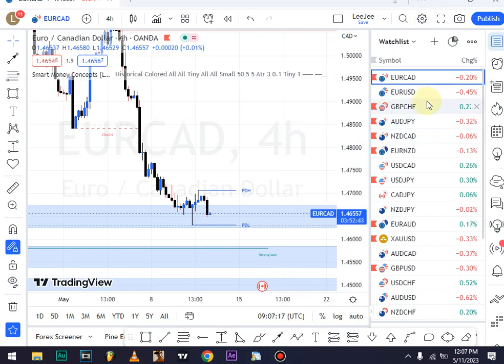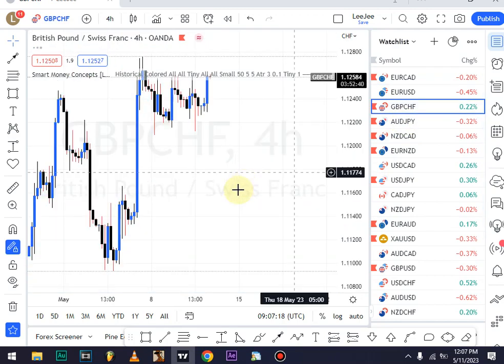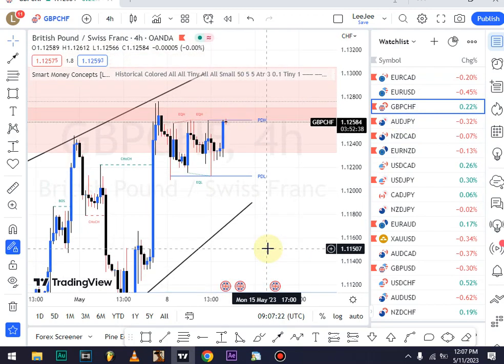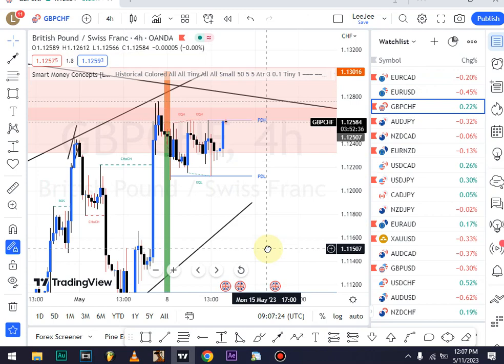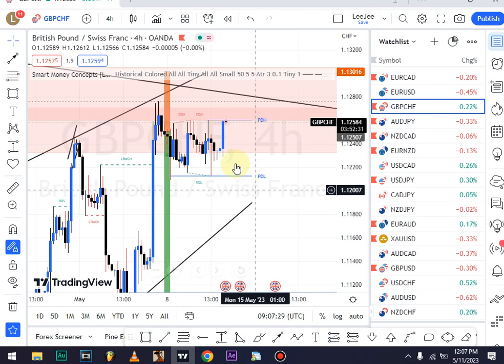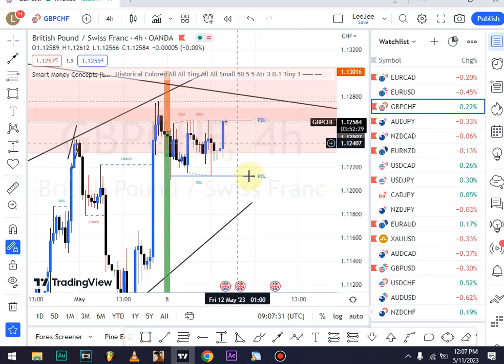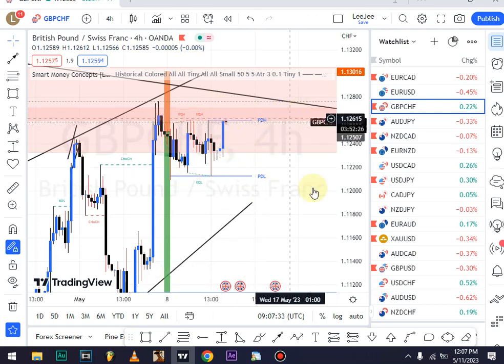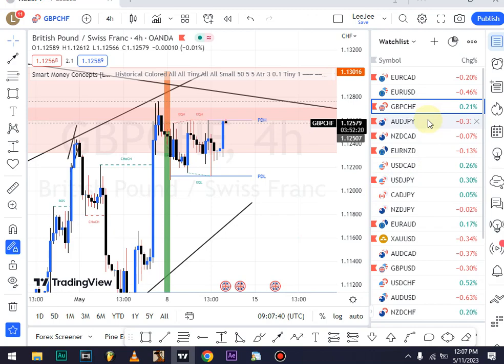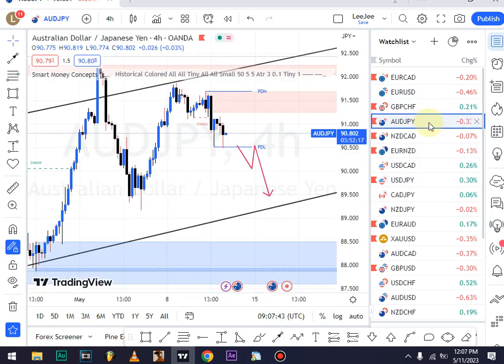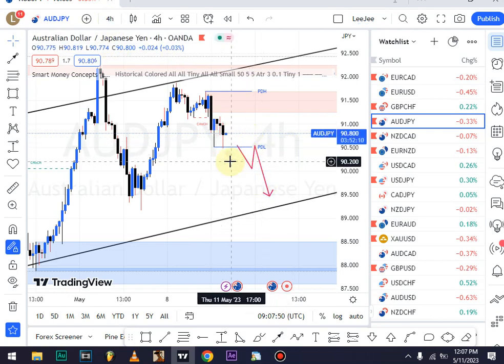GBP Swiss franc. I don't know what's happening with this pair. This pair is so slow. It's really boring. Price has not broken either the previous high or the previous low. So price is still ranging, man. Boring, for one week. And Aussie JPY price broke that zone. So anything that has JPY, I believe, should be going up.